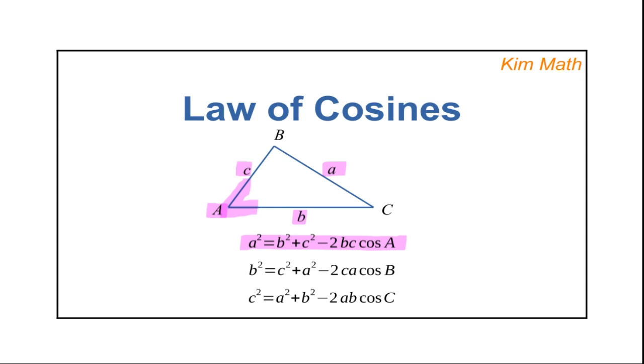And b squared, let me highlight one more time. If you start with b squared, then all other things must be here: c squared plus a squared minus 2ca cosine B. Okay? And if you start with c squared, then the other side is all of this: a squared plus b squared minus 2ab cosine C. Okay? This is the law of cosines.